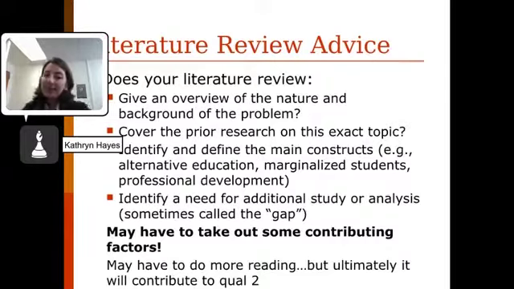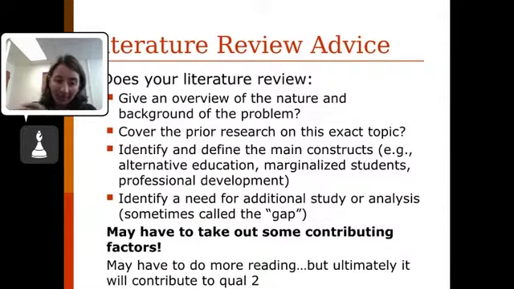So I'm going to repeat the advice about the literature review again, and maybe add a little bit more. Your literature review should not just be a collection of 3 contributing factors, especially if your research is only about one of them. But the stuff from your qualifying exam that was about the overview of the nature of the problem might be useful in your literature review.